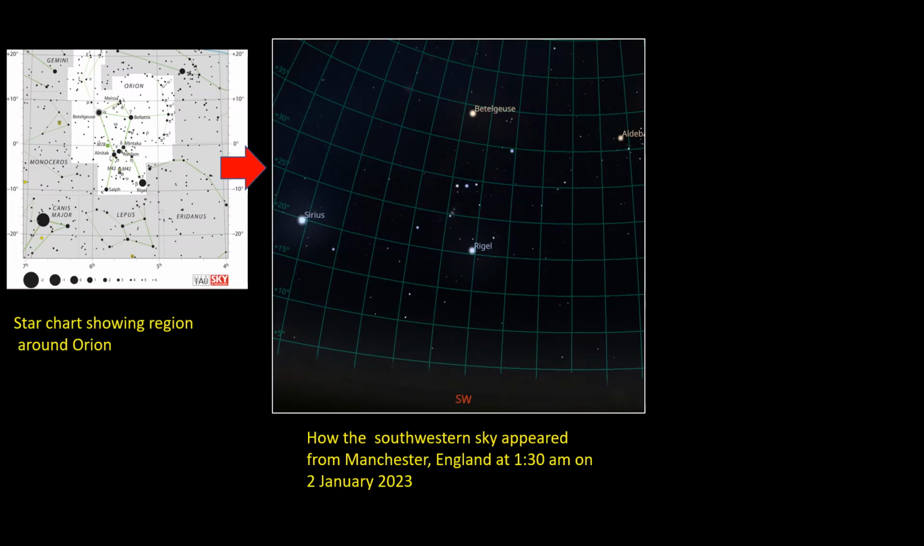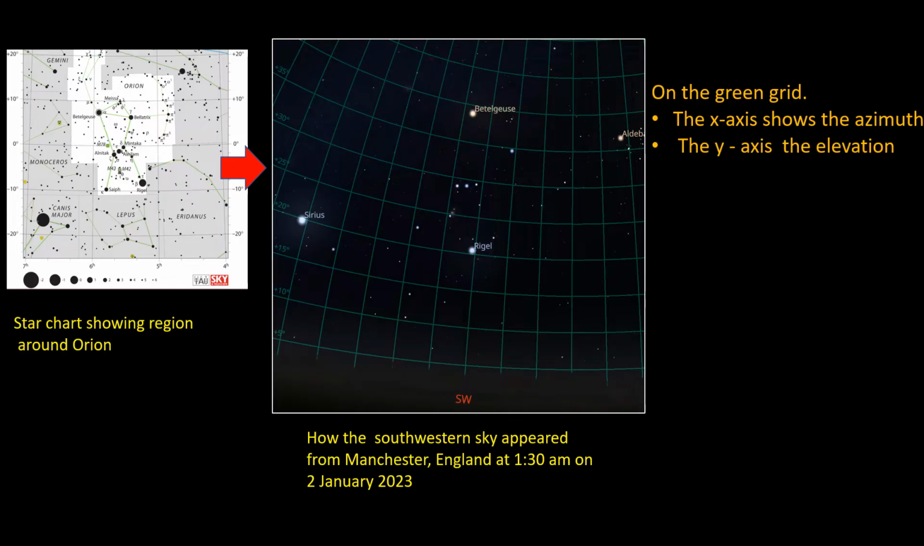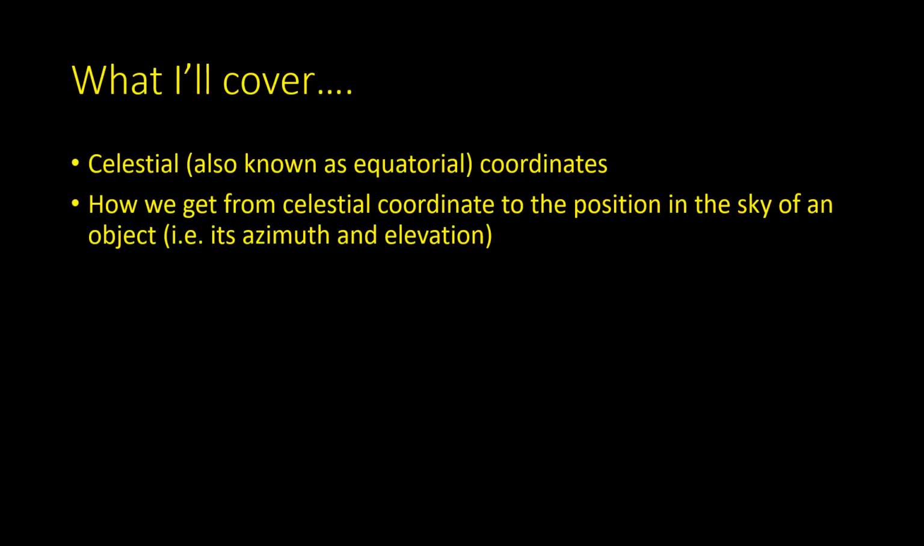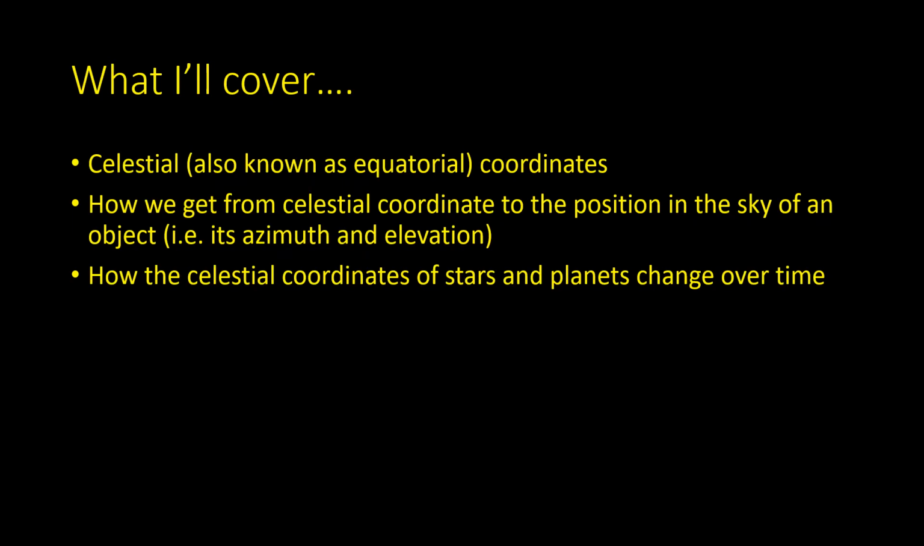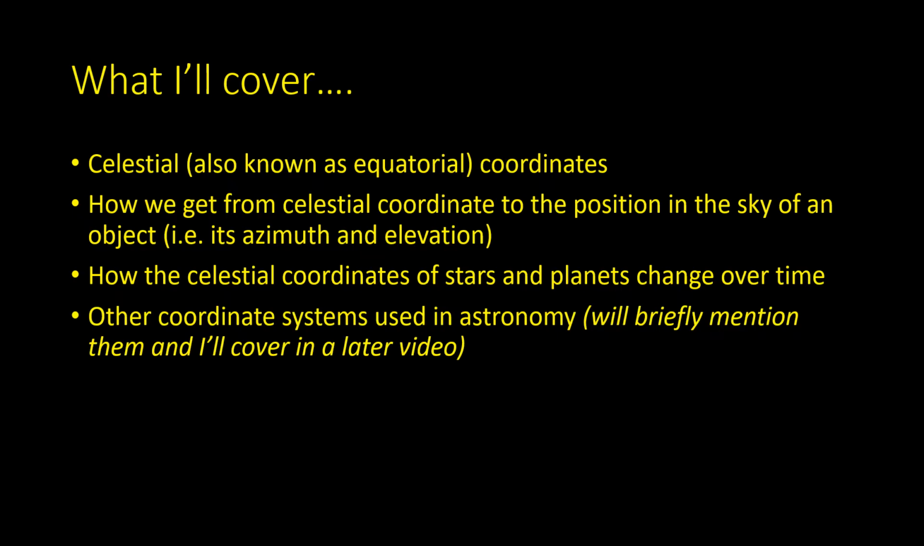I'll talk about how we transform these coordinates from the coordinates found in star charts to the actual coordinates in the sky at a given point in time: the azimuth, which is the angle from the North Pole, and the elevation, which is the height in the sky. I'll talk about how the coordinates of stars and planets change over time, and I'll also cover other coordinate systems.